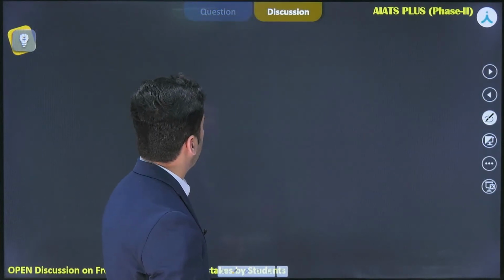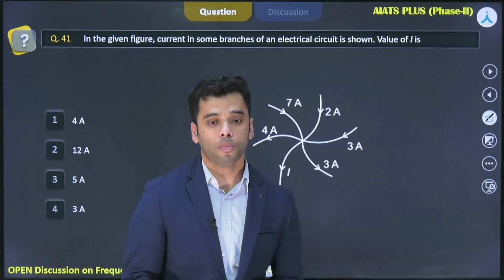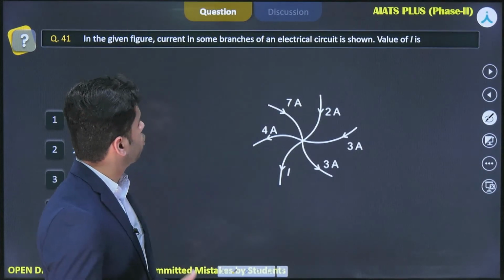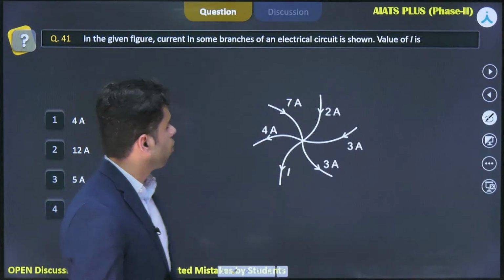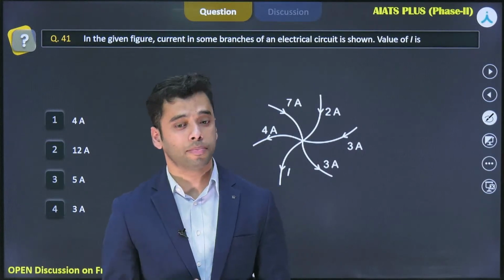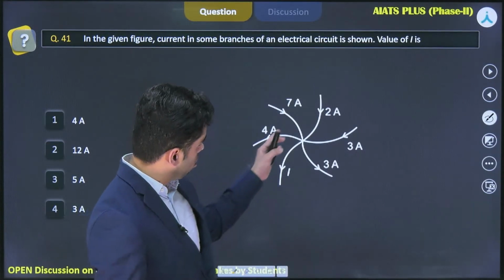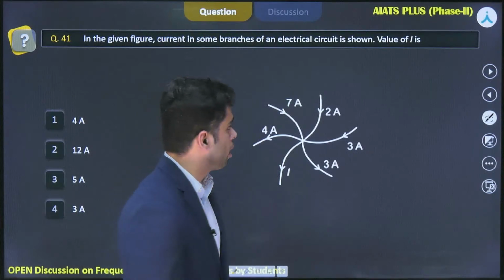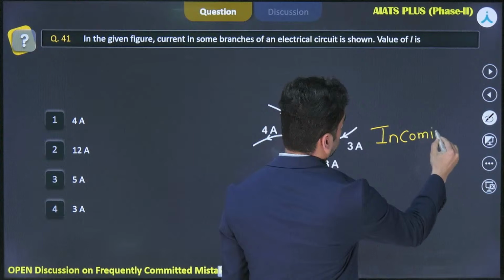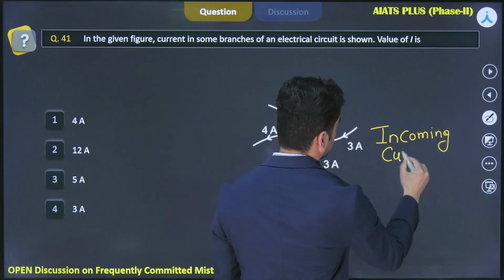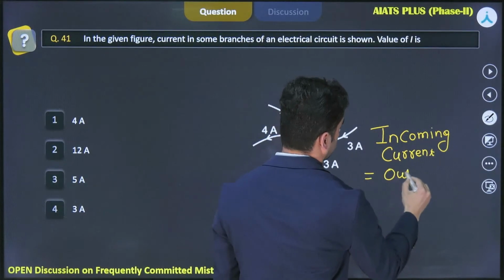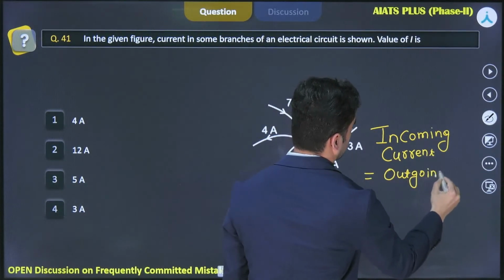Dear students, I hope you got the concept. Now let's move to this problem. In the given figure, current in some branches of an electrical circuit is shown. The value of I is what you are required to find. This is a problem based on the concept that the incoming current must be equal to the outgoing current.